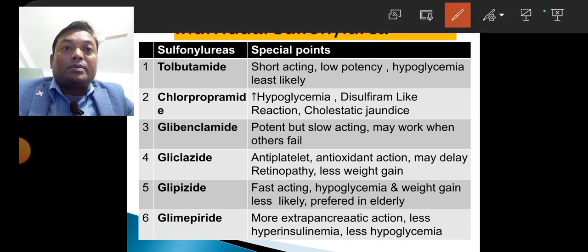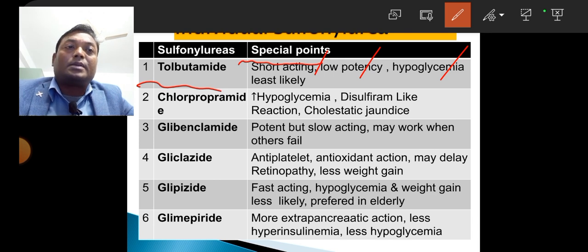For the individual sulfonylureas, there are some special points I am going to discuss. Tolbutamide is short acting, low potency, and hypoglycemia is least likely among all the drugs. Chlorpropamide increases hypoglycemia. A disulfiram-like reaction is there, and cholestatic jaundice may happen.